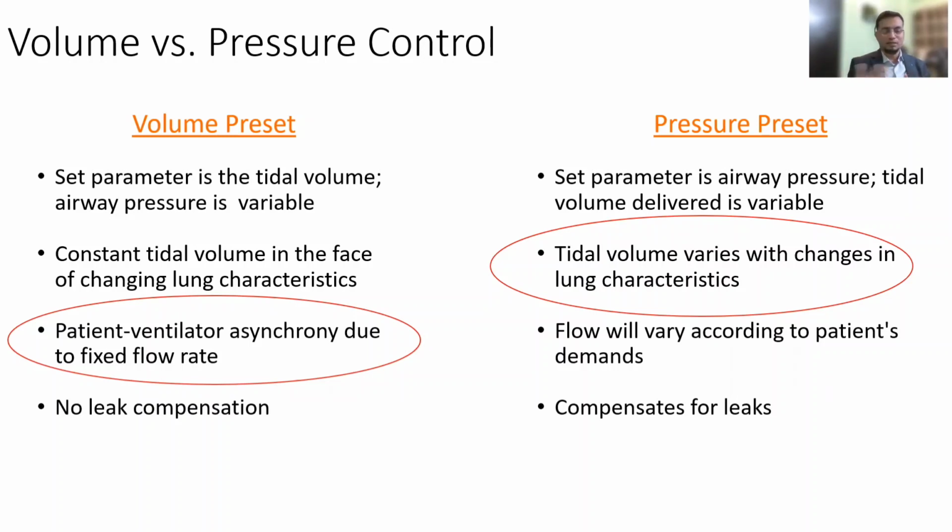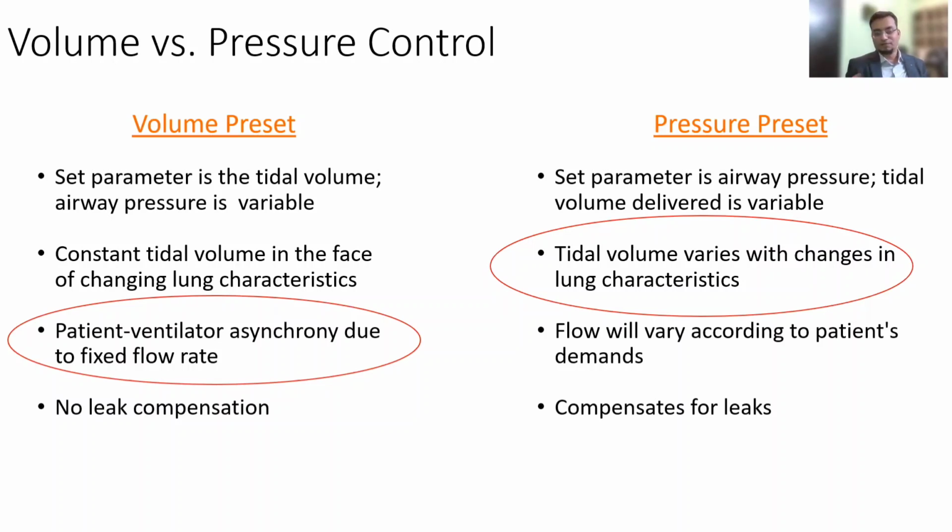If the patient requires higher flow, the ventilator will give higher flow. If the patient requires less flow, the ventilator will give less flow. So that is totally user friendly. Flow is provided by the ventilator in pressure control according to the patient's demand. And there is one more advantage, that it compensates for the leak, whereas in volume control there is no leak compensation. There are higher chances of barotrauma, and there is also patient-ventilator asynchrony due to fixed flow rate.